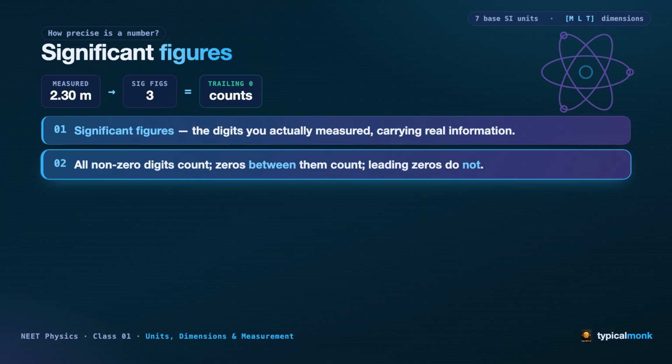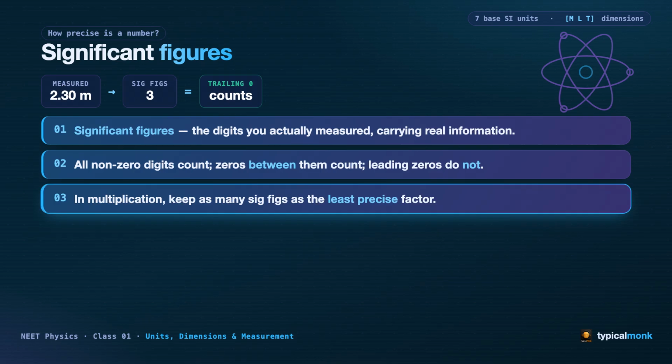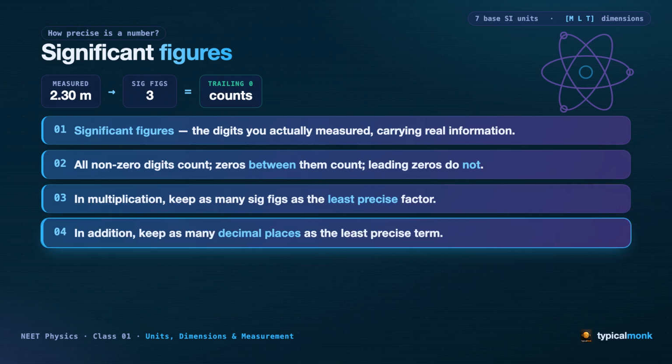The rules are gentle. All non-zero digits always count. Zeros trapped between non-zero digits count, but leading zeros, the zeros before the first real digit, never count, they only place the decimal. When you multiply or divide, your answer keeps as many significant figures as the least precise number you started with. You cannot become more precise by doing arithmetic. When you add or subtract, the rule shifts. Now you keep as many decimal places as the term with the fewest decimal places. And one more habit: round only once, at the very end, never in the middle.